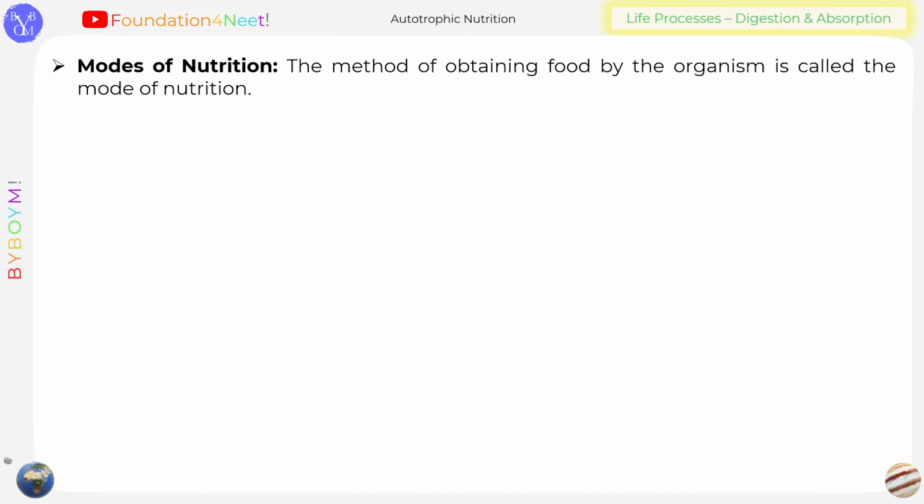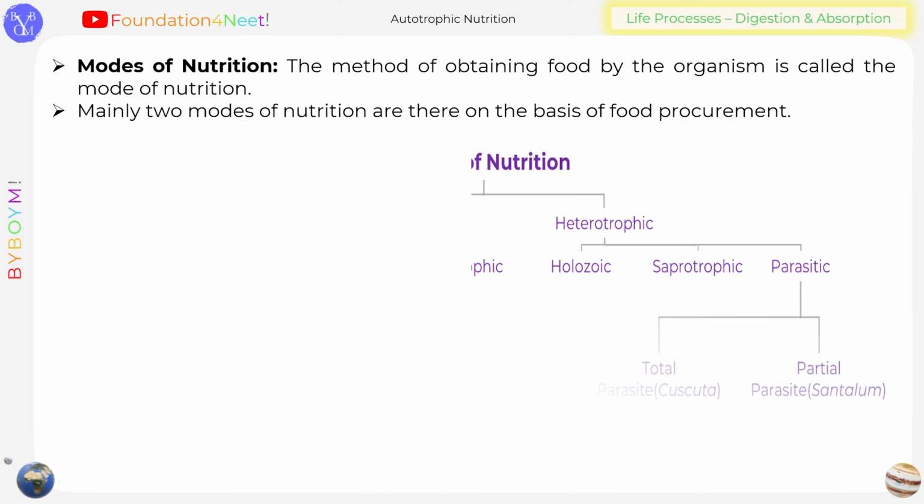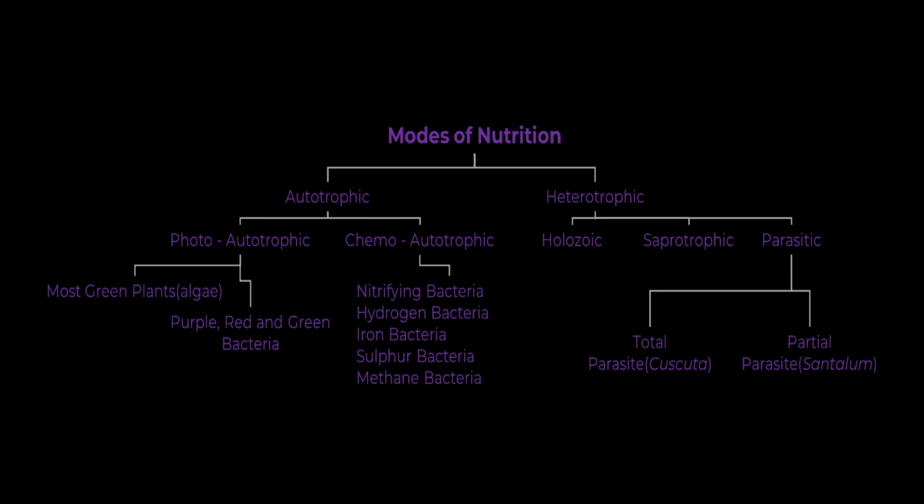The method of obtaining food by the organism is called the mode of nutrition. So how an organism obtains its food is called its mode of nutrition. Majorly there are two modes of nutrition, autotrophic and heterotrophic. Autotrophic nutrition means these organisms produce their own food. They can do so by either using light energy.